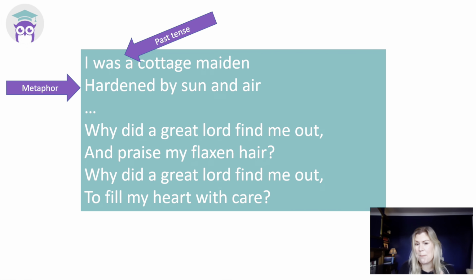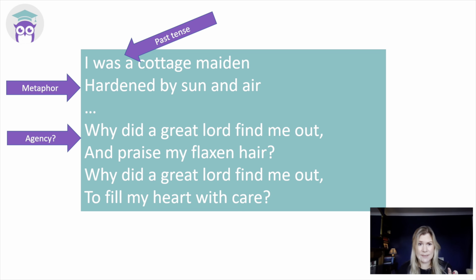Now this is obviously a metaphor here, but what it's telling us when it says hardened, it doesn't necessarily mean emotionally. It might more mean physically, because she works out in the open air. And this is important because it's telling us immediately about her status and her class as a lower class woman, cottage maiden, and the fact that she works outside. So any kind of relationship with a lord is potentially going to be problematic.